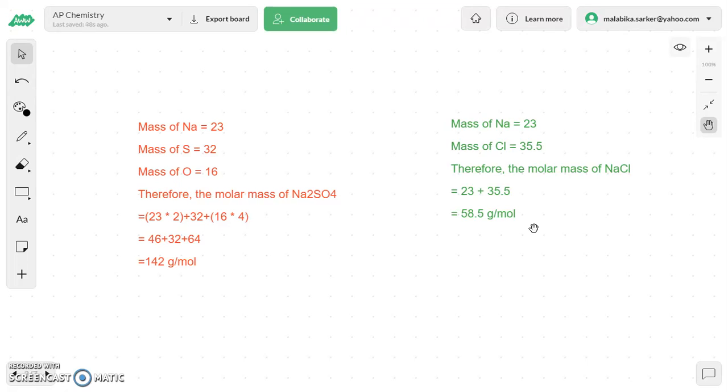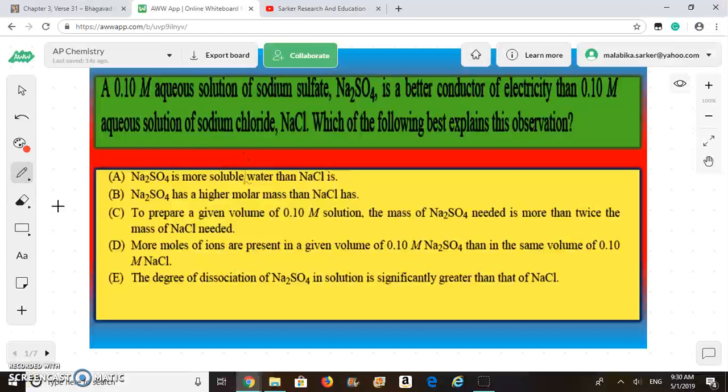The statement is true, but that does not necessarily mean that this is the explanation for the difference in conductivity, and actually it is not. So the conductivity does not depend on the molar mass. So we can just disregard that answer choice. Let us look at the answer choices. So we came to see that A is not true and B is also not true.